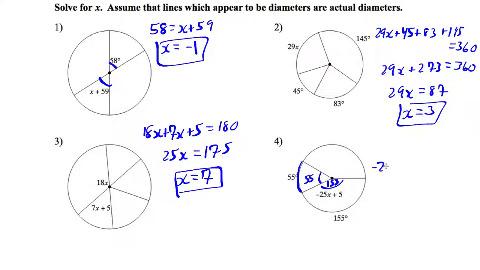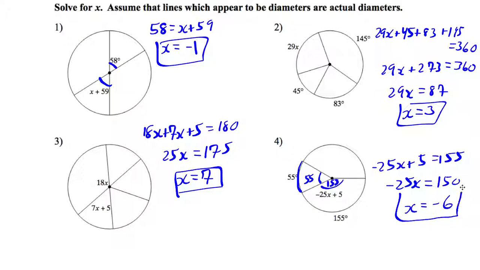So we can say that negative 25x plus 5 is equal to 155. So negative 25x is equal to 150. So x is equal to 150 divided by that negative 25. So we get x is equal to negative 6. And that's going to make this value positive, which is what we want.